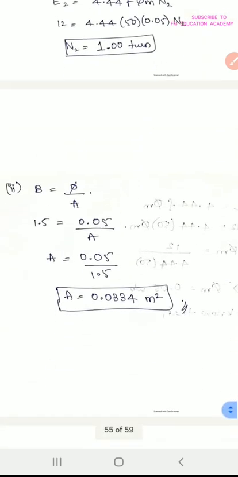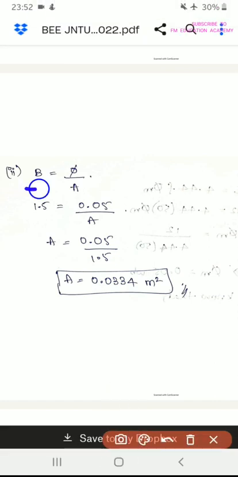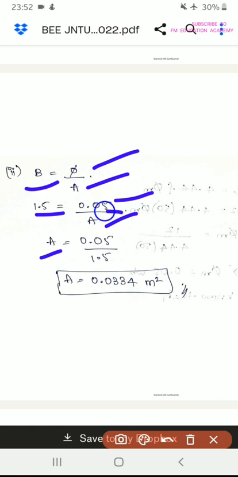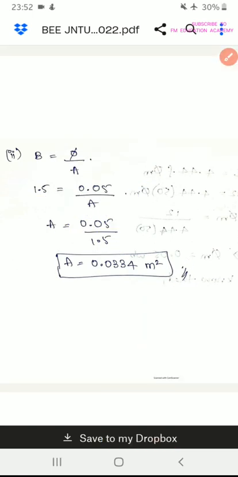Next we have the second bit. We have to find out flux density. We know flux density is equal to flux by area. So find out flux, find out area, and divide. Area unit is meter square.